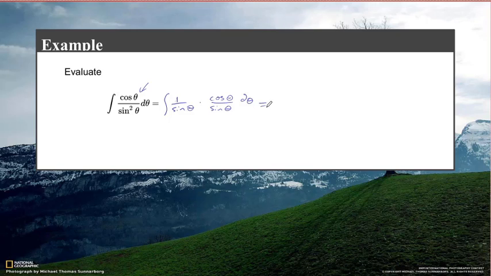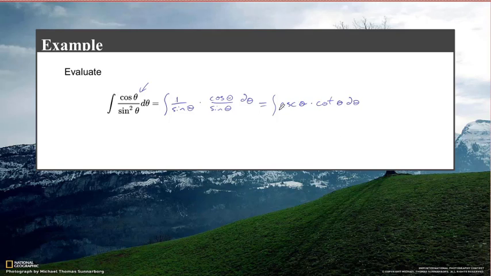Now, one thing to notice is that 1 over sine, another way to write that is cosecant theta. And cosine over sine, well, that is just cotangent theta.